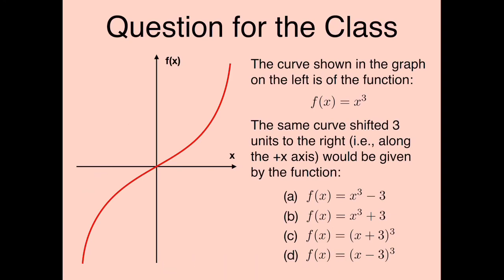Answer choice C also doesn't work. If we add 3 to x and then cube, we're actually moving the function to the left like this by 3 units. So if we want to actually move in the positive x direction 3 units, we have to subtract 3 from x and then cube, so we're over here. In other words, I need to replace x by x minus 3 to show that we've moved the graph over to the right by 3 units. Okay, so this is how it works.